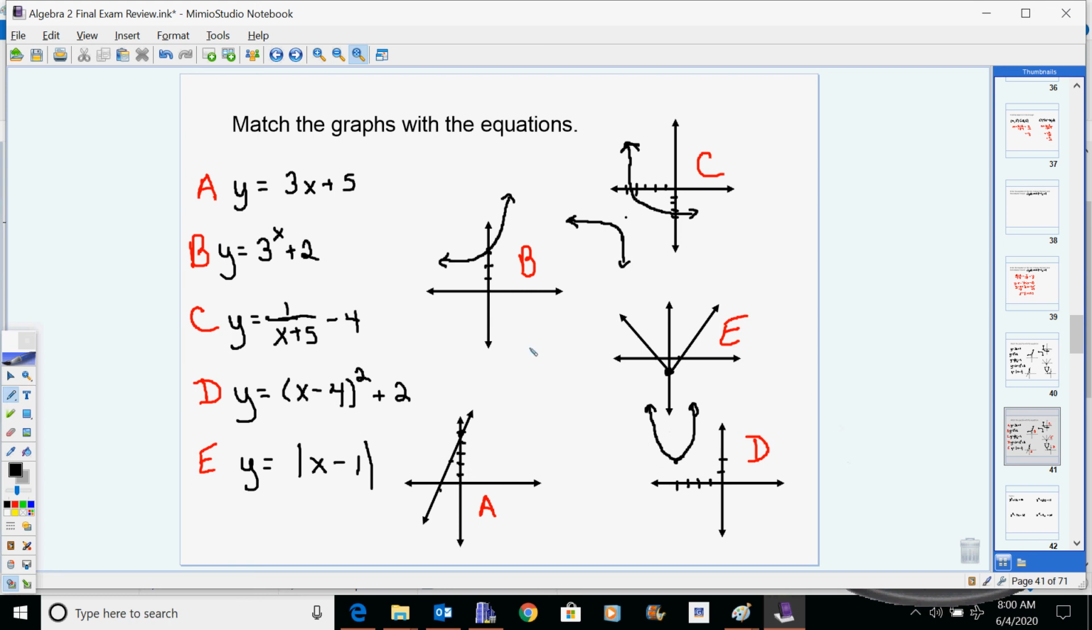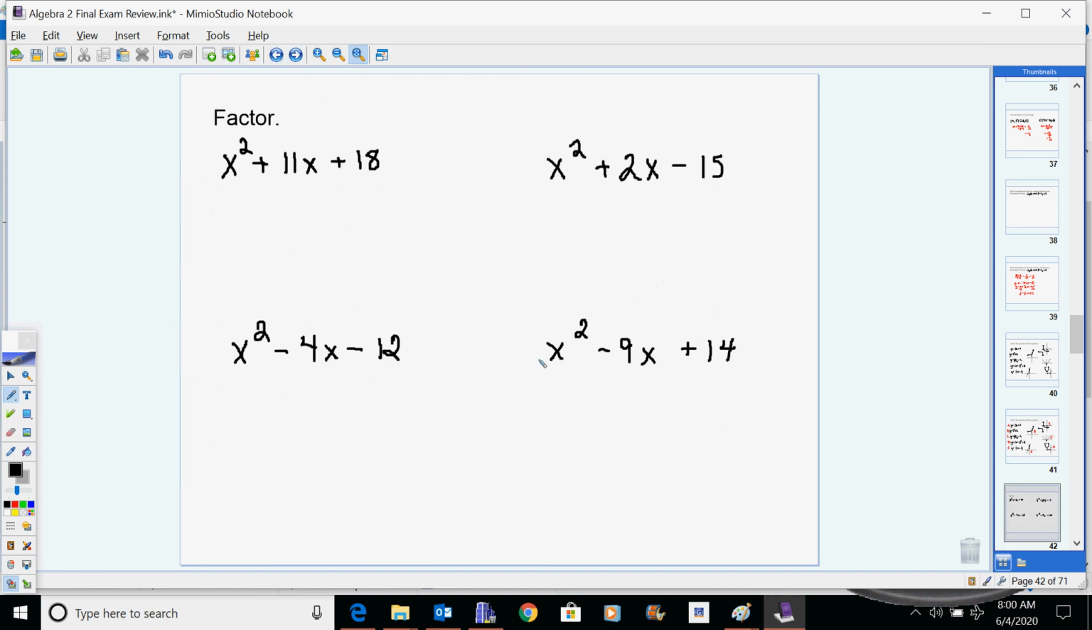But you're looking for general shape. The squared ones are the parabolas. This is V, and moving right along with these things. All right, factoring. Factoring, we already kind of touched on that for these with a 1 at the beginning.